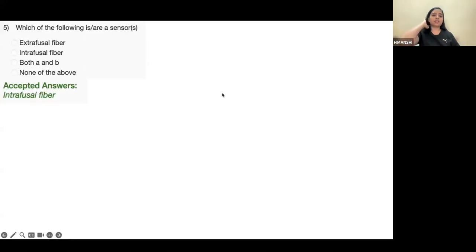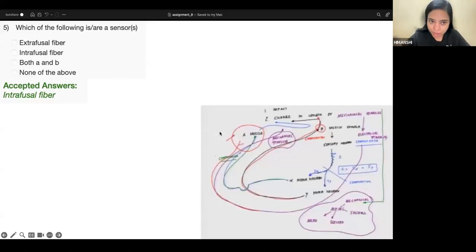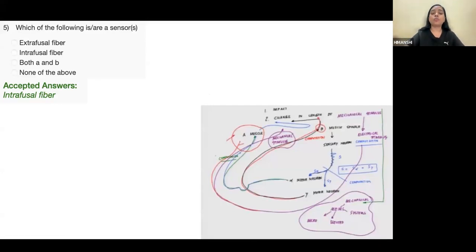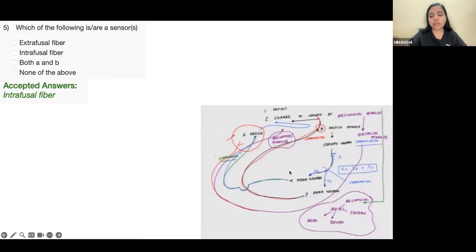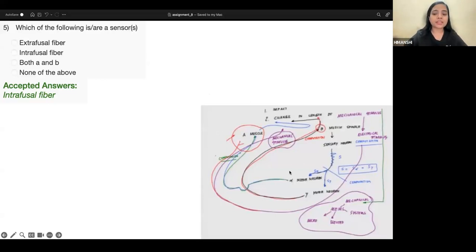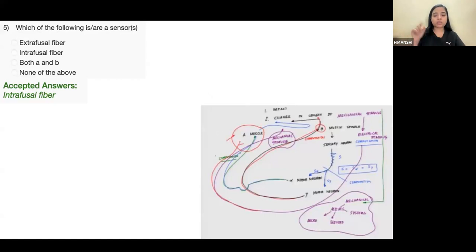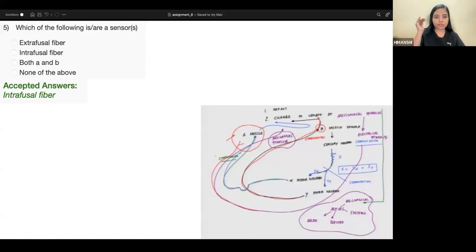The correct answer is intrafusal fiber, right? So if you don't remember, go back to the lecture or go back to the previous video which I have shown you. You can easily understand why intrafusal fibers are the sensory or the sensors, right? And this was the part in the lecture video where sir has discussed the whole path as well as the role of intrafusal and extrafusal fibers. Okay.